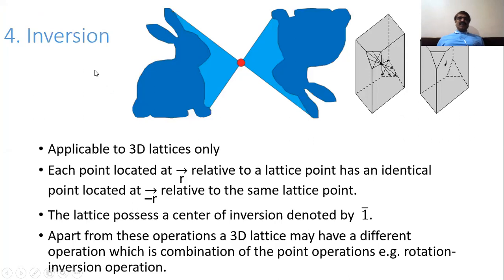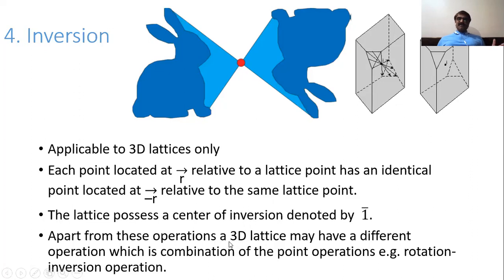Then we have inversion, the last operation, that is inversion symmetry, and you will easily understand it from this image. It is applicable to three-dimensional lattices only. You will find that R is related to minus R for each lattice point. It is denoted by the symbol 1 bar. So this is possible in the case of 3D crystals or 3D lattices only.